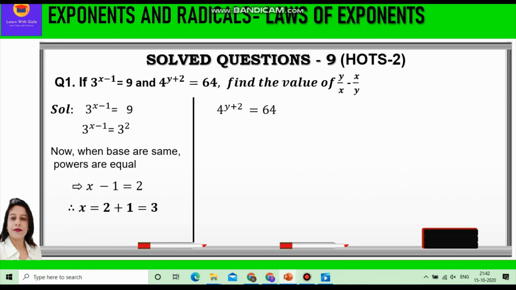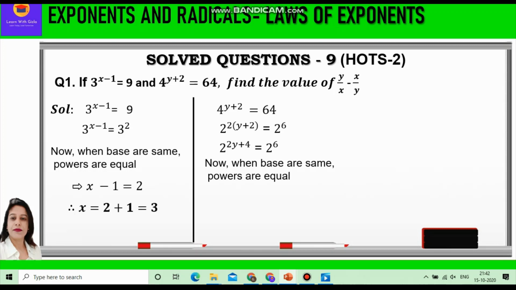The second equation is given 4 raised to power y plus 2 is equal to 64. Now 4 can be written as 2 square and 64 can be written as 2 raised to power 6. So we shall write 2 raised to power 2, further in bracket y plus 2 is equal to 2 raised to power 6. Now we shall open the brackets and we shall write 2 raised to power 2y plus 4 is equal to 2 raised to power 6.